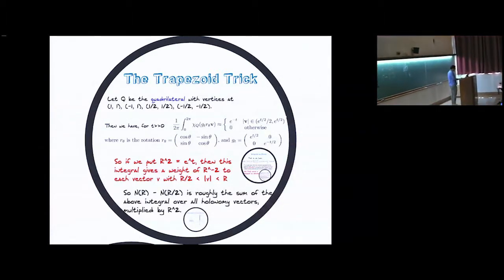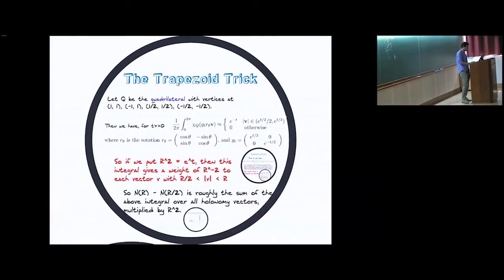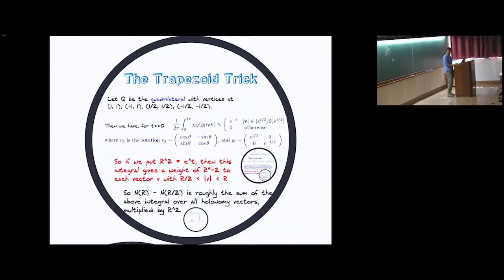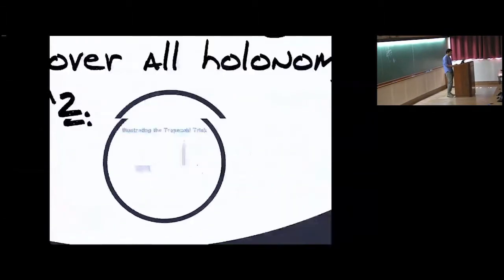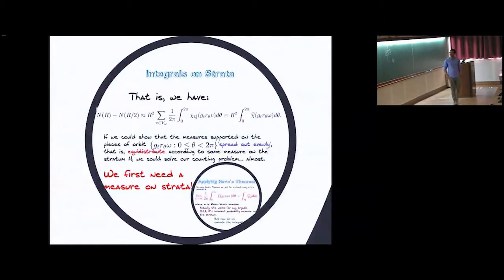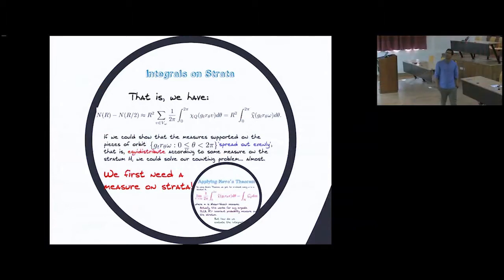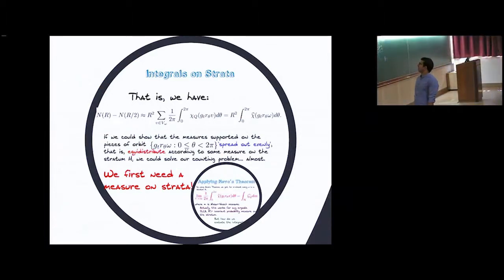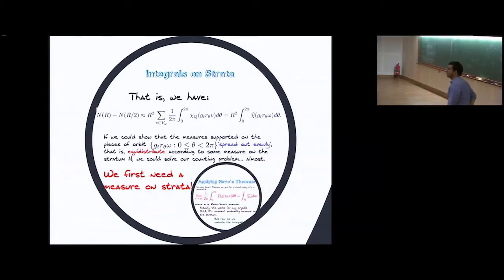And so N(r) minus N(r/2) is roughly the sum of this integral over all holonomy vectors multiplied by r squared. So let me skip that. That is, N(r) minus N(r/2) is r squared times this sum, which now we interchange the sum and the integral. I lost a 2 pi somewhere there; there should still be a 1 over 2 pi out front. It's the integral of chi hat, where chi is just this chi_q. That is, it's the integral over moduli space of a fixed function over a varying set of surfaces. So I need to count how many saddle connections are in this fixed quadrilateral or triangle as my surface varies.